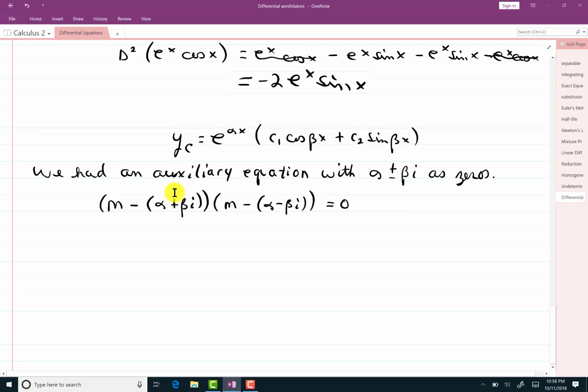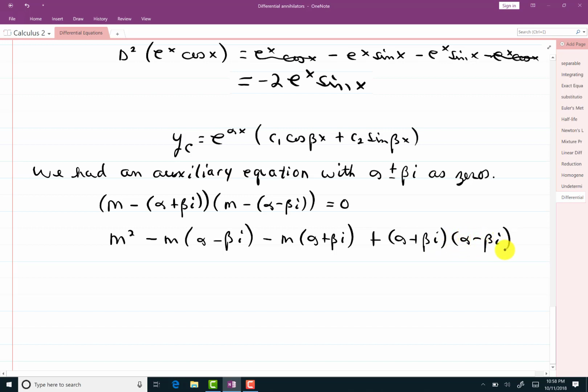So let me multiply this all out and show you what it turns out to be. I'll get my m squared as normal, but then I'll have to do minus m times alpha minus beta i, and then minus m times alpha plus beta i. And then finally, I'll have alpha plus beta i times alpha minus beta i. That's if I multiplied all this stuff out.